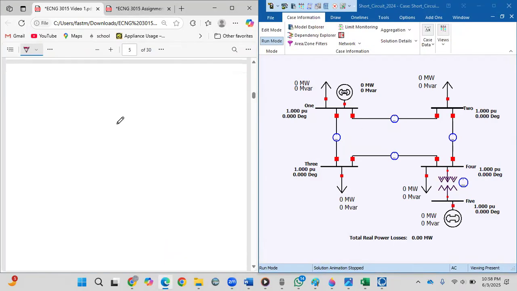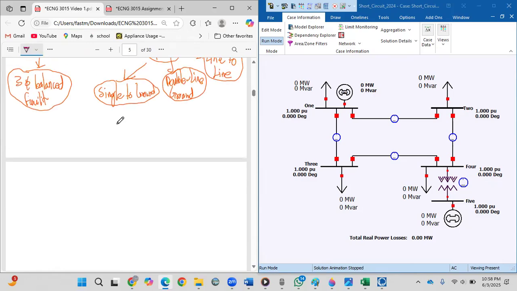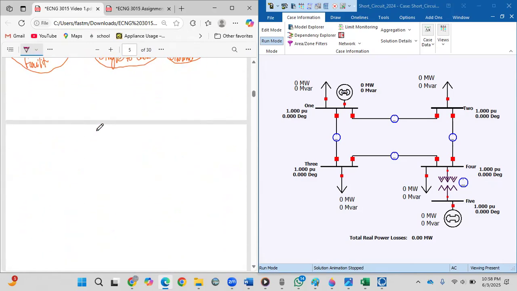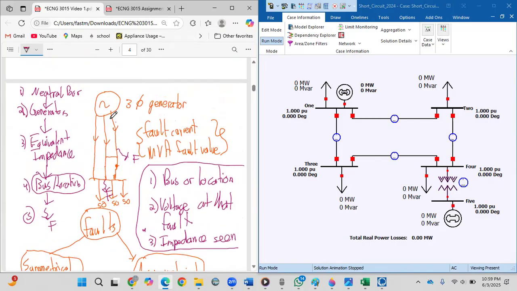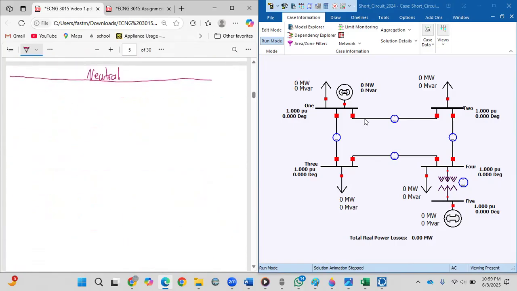The first thing we do is follow our steps to the neutral bar. So we just draw the neutral bar. Neutral, check. Then we draw our generators. We have two generators, one up here and one down here. This generator goes to bus 1, and then we have another generator going to bus 5.